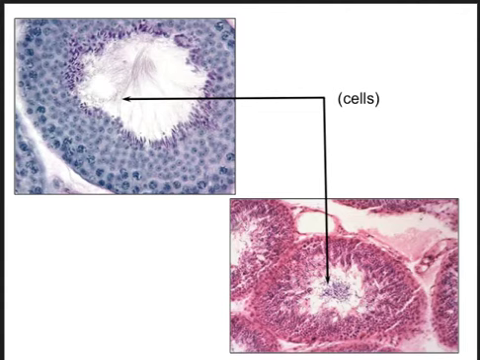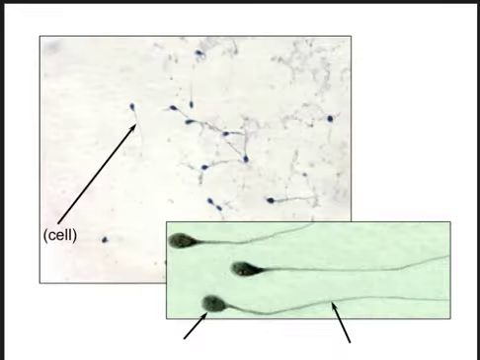Okay, next question. What are the cells indicated by the arrow? Those are spermatids. Next question, what are these cells pictured here? These are sperm. The arrow here is indicating the head. This is the tail. And this area here would be called the midpiece. This is where the engine exists that allows the sperm to propel themselves.